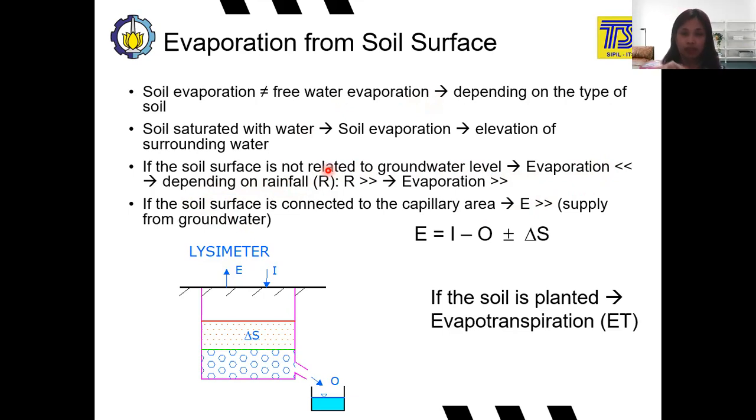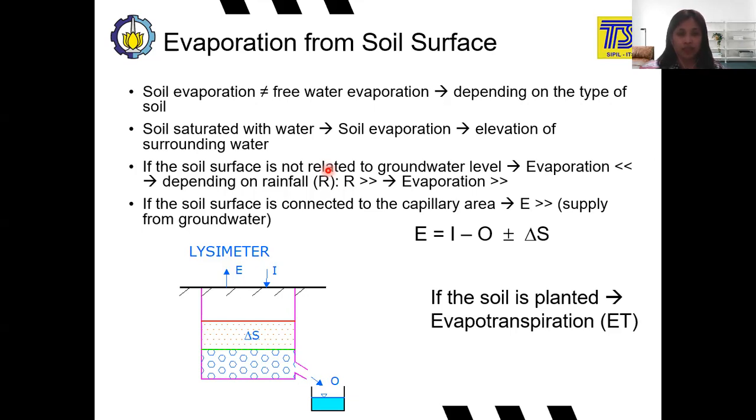The evaporation will also be big, because the water contained in the soil, which originated from the rainfall, will be evaporated. It will be different if the soil has a relation to the groundwater level.